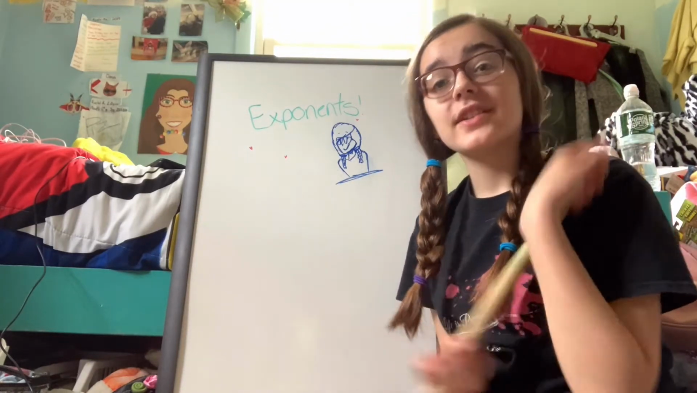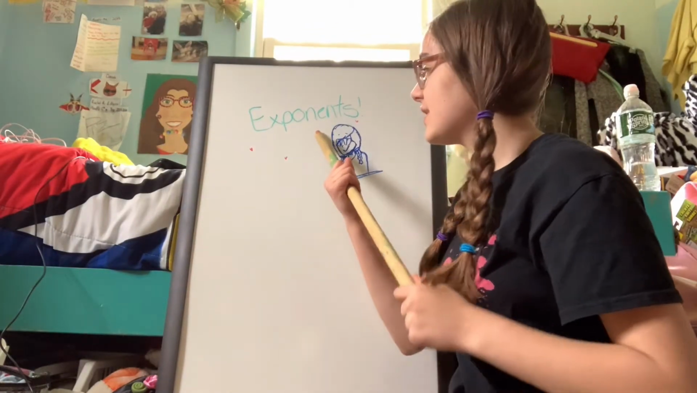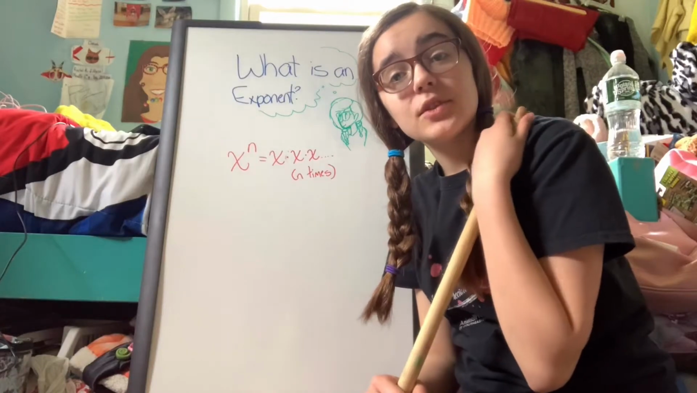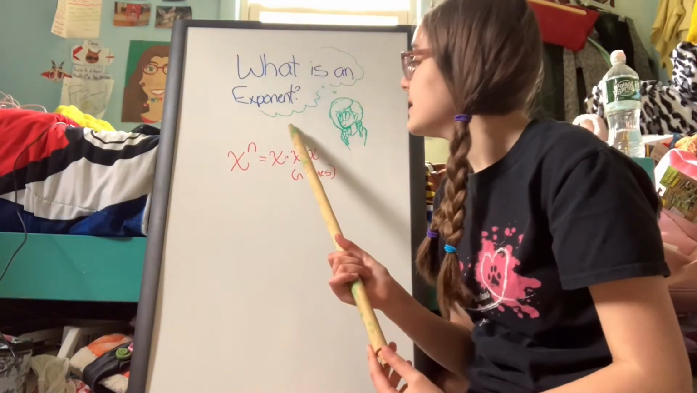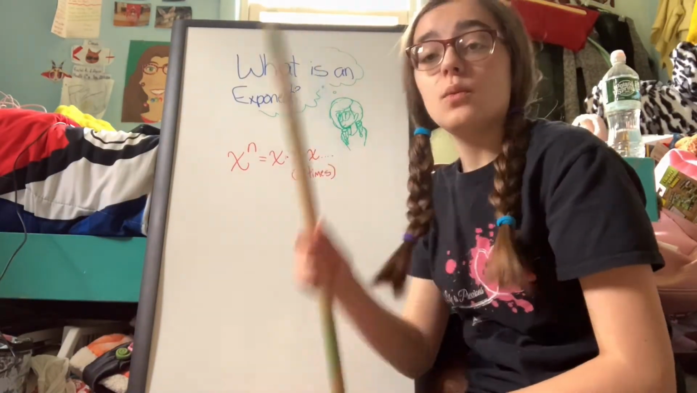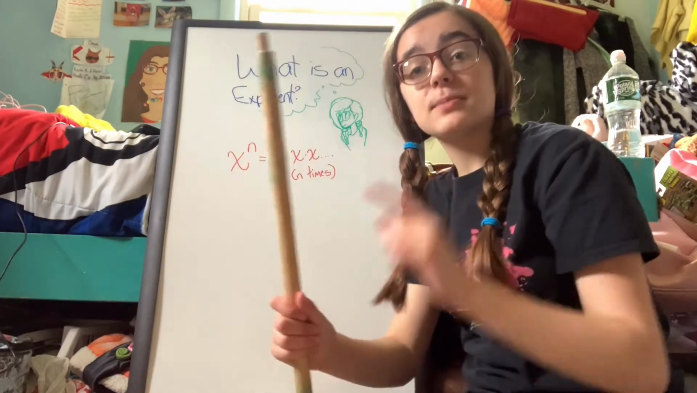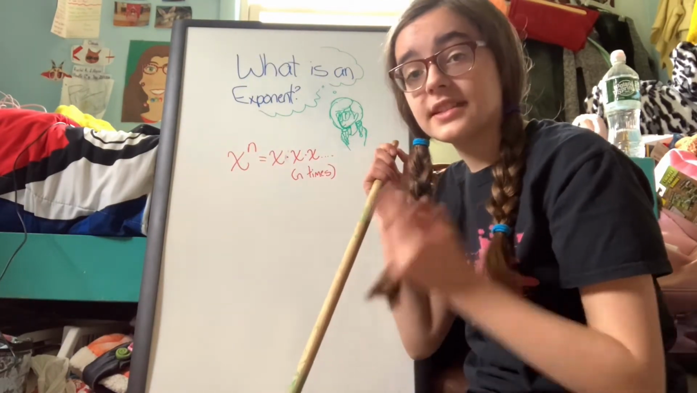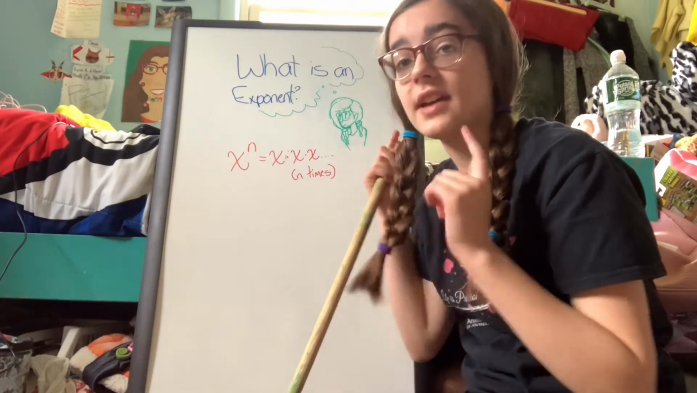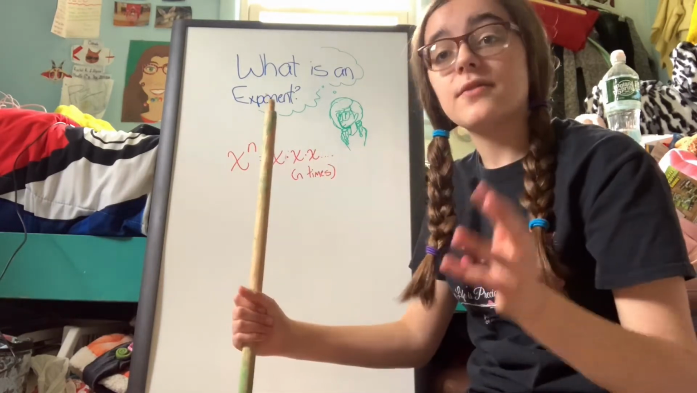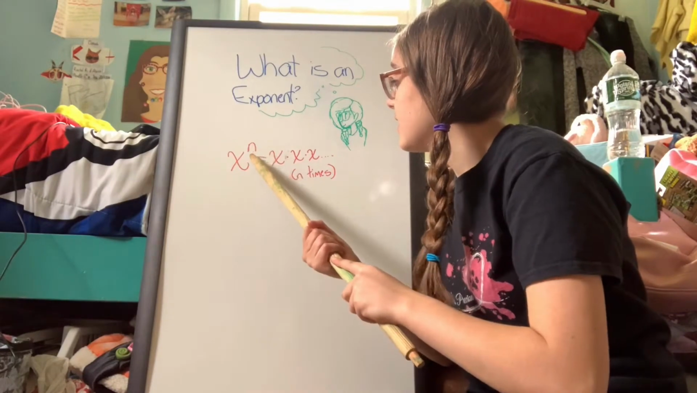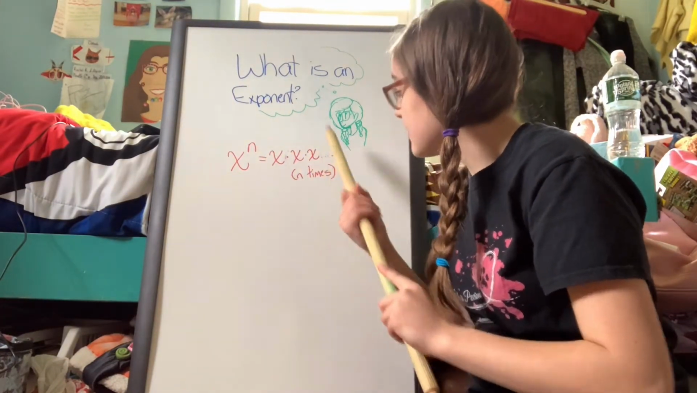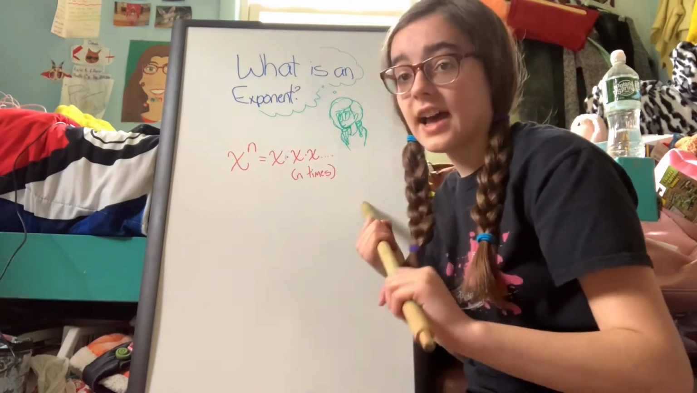Today's math tutorial is going to be on exponents, which are a special type of multiplication. It's time to define what is an exponent. Well, an exponent is a special way to show x times itself, or any number times itself, n times. It's written in the form of x to the n, where x to the n equals x times x times x times x times x, n times.